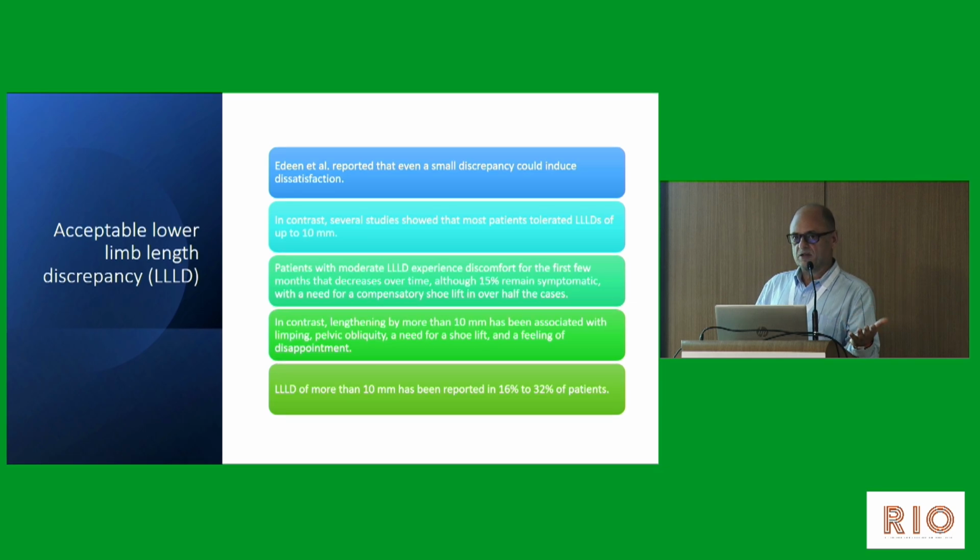As for acceptable limits, a small discrepancy, as I told you, can be a perception that is also functional. So even less than 5 millimeters may sometimes cause functional perception. So you need to understand this, particularly if you are going to revise the other hip, then it becomes very important that you notice this. Limb discrepancy more than 10 millimeters has been reported in almost 16 to 32% of patients.